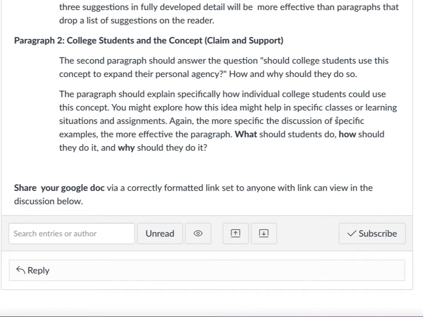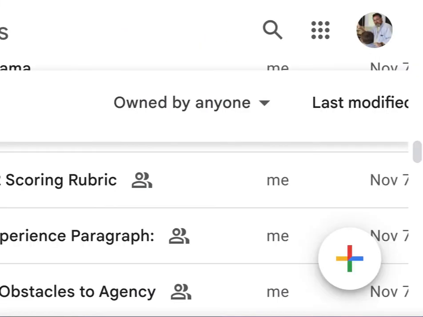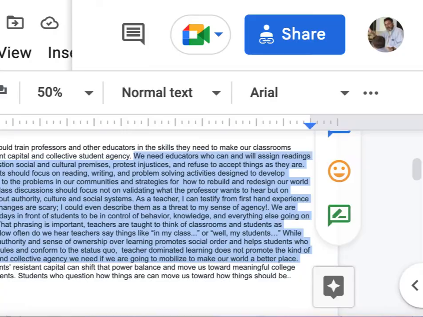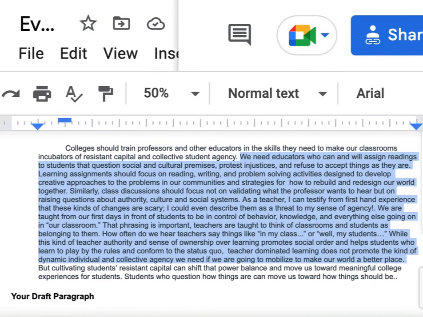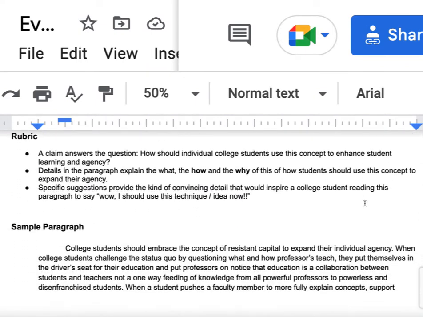And again, it's the what, the how, and the why. So, for example, what should a student do to use resistant capital in college? How would that expand their agency? Why would that expand their agency? How should they use the capital? So, what questions, how questions, why questions? Let's take a look at what this one looks like. Again, going back to the sample. This time we have a different sample, a sample for that paragraph.